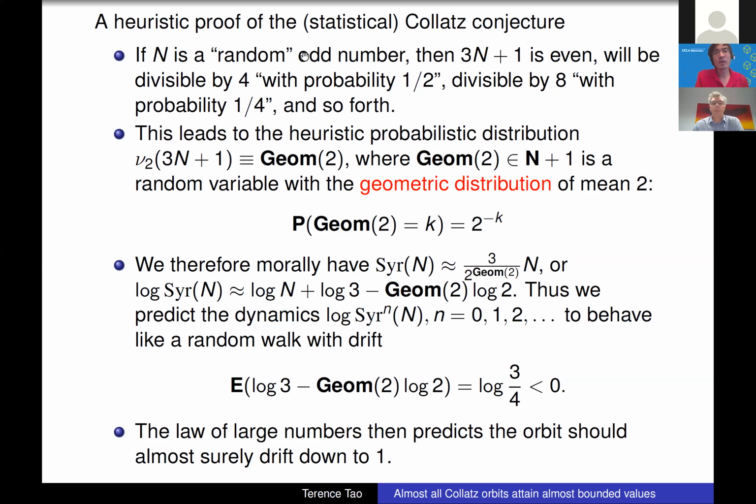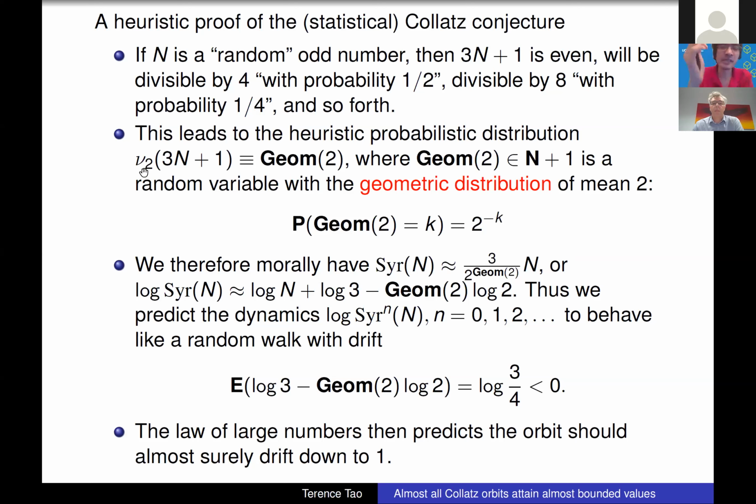So if you have an odd number, and you pick it sort of at random, and I'm being vague about what random means, then of course 3n plus 1 will be even, but often it will be divisible by 4. About half the time, when you pick an odd number n, 3n plus 1 will be divisible by 4. About a quarter of the time, it will be divisible by 8, and so forth. And you can make this a bit more precise.